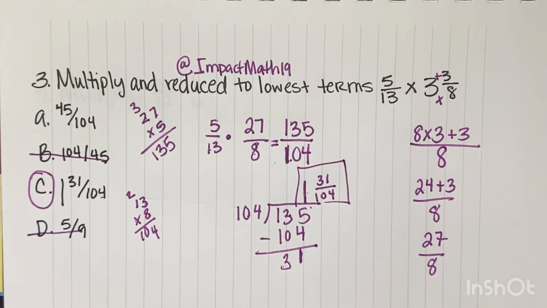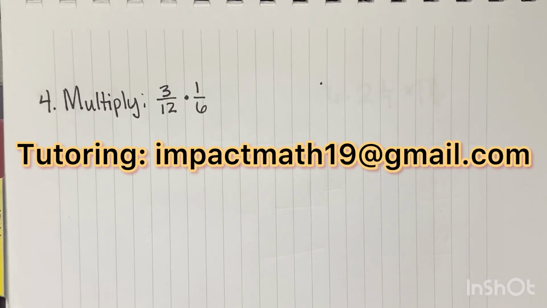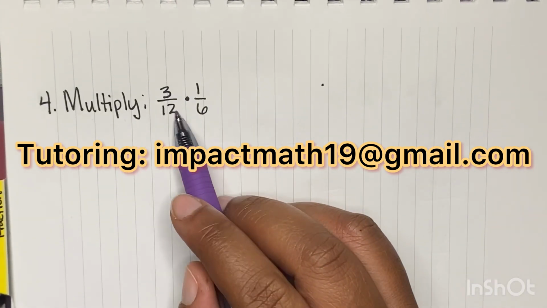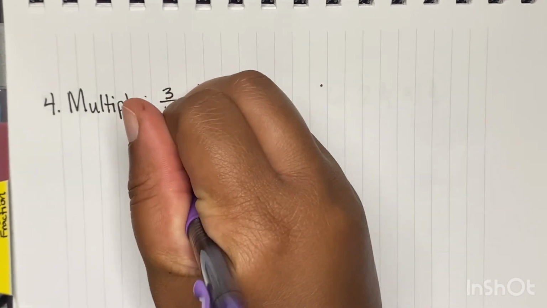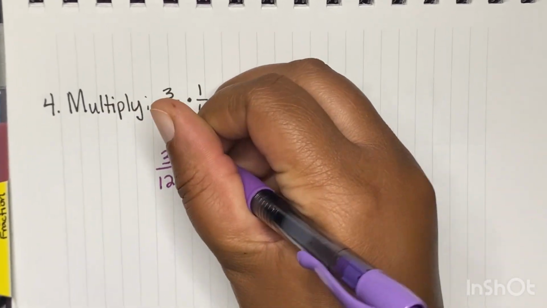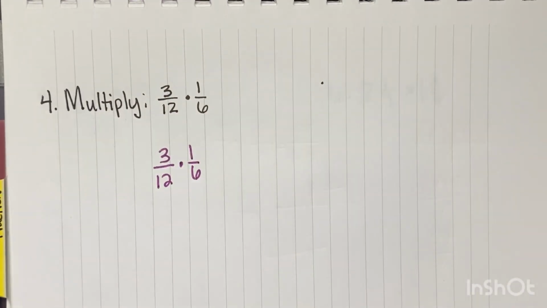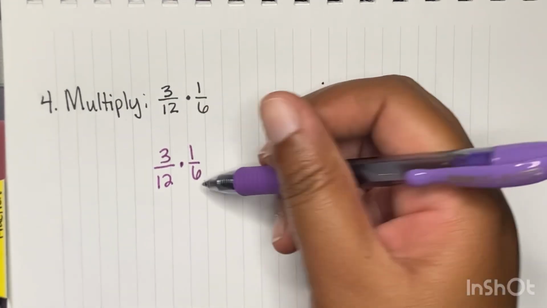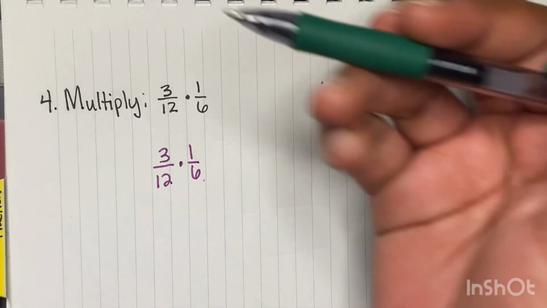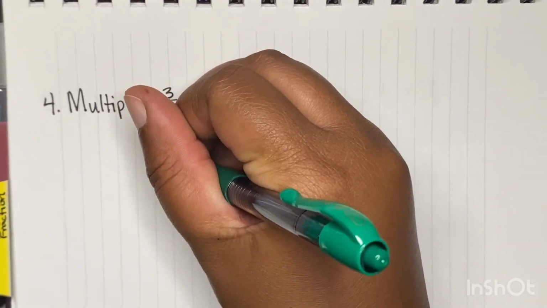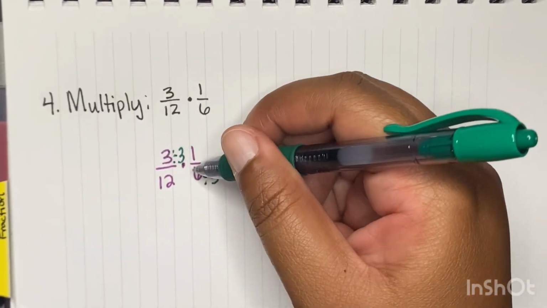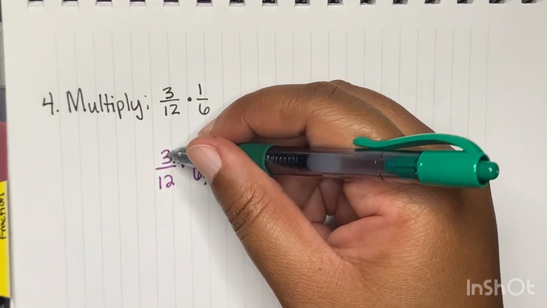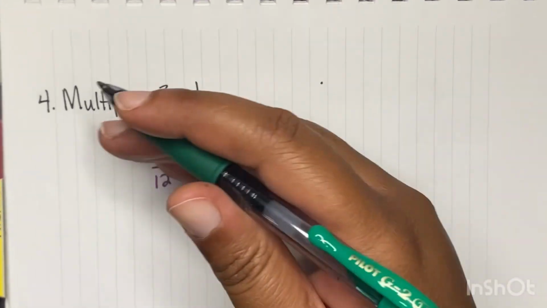Alrighty, let's go to the next. Number 4 says multiply 3/12 times 1/6. All right, so we have 3/12 times 1/6, and then we're looking to see what we can cross simplify, right? Cross cancel. So I can divide this by 3 and I can divide this by 3 because 3 goes into 6 and 3 goes into 3.